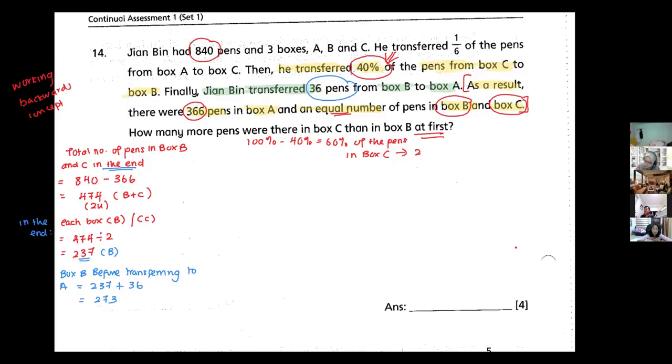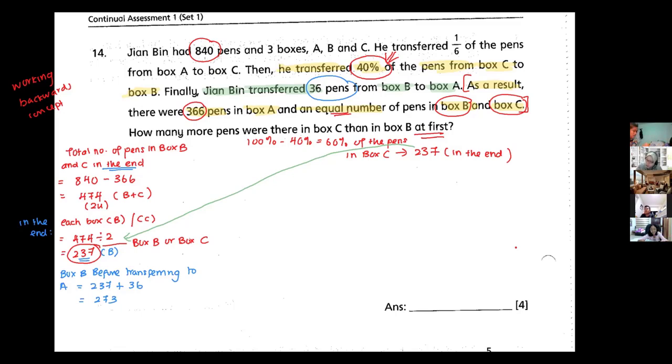Sorry, that 60% is actually 237. Where do I get 237 from? Remember this one? This 237 is for either box B or box C. In the end, what is left in box C is 237. This is in the end. This 237 comes from here, if you want to find out where I get it. Now, do I want to focus on box B or box C? I don't want C. I want my box B.